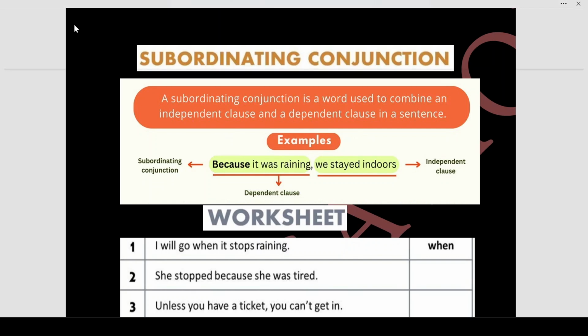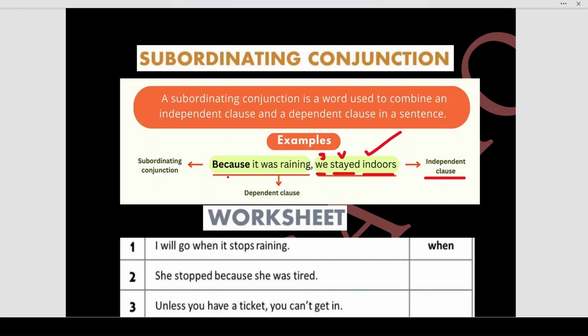Now, students, can you identify which sentence is making sense on its own? Is it the first one, because it was raining, or is it the second one, we stayed indoors? Now, we stayed indoors. What are the main things which are required for a sentence to make sense? One is your subject, okay. Second is your verb, and third is your object, okay. Now, because we have the subject we and we have the verb stayed and we have the object indoors, we stayed indoors is making sense on its own and is an independent clause.